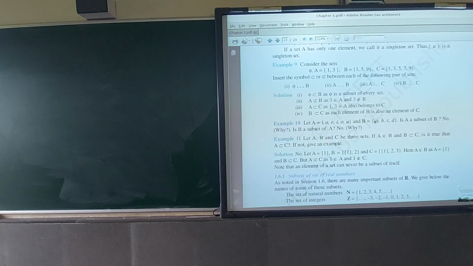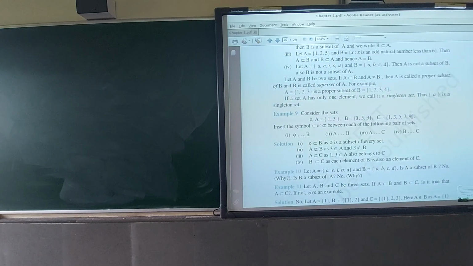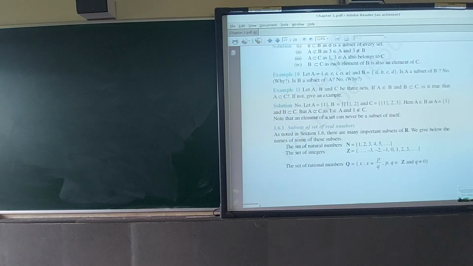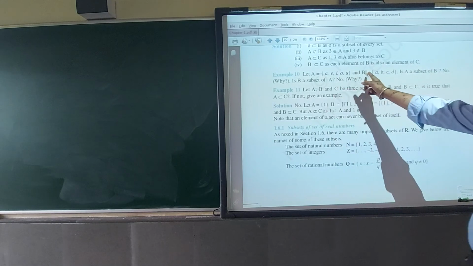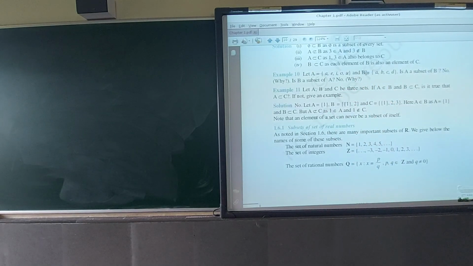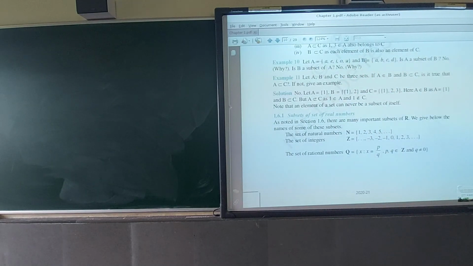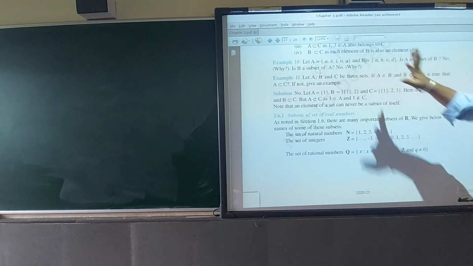Now same as that, you can do example number 10. The 10th example is: let A equal {a, e, i, o, u} and B equal {a, b, c, d}. Is A a subset of B? See whether all the elements of set A are in B or not. No, all the elements are not there. So the right answer is no. Is B a subset of A? Means all the elements of B are in A. That is also no.